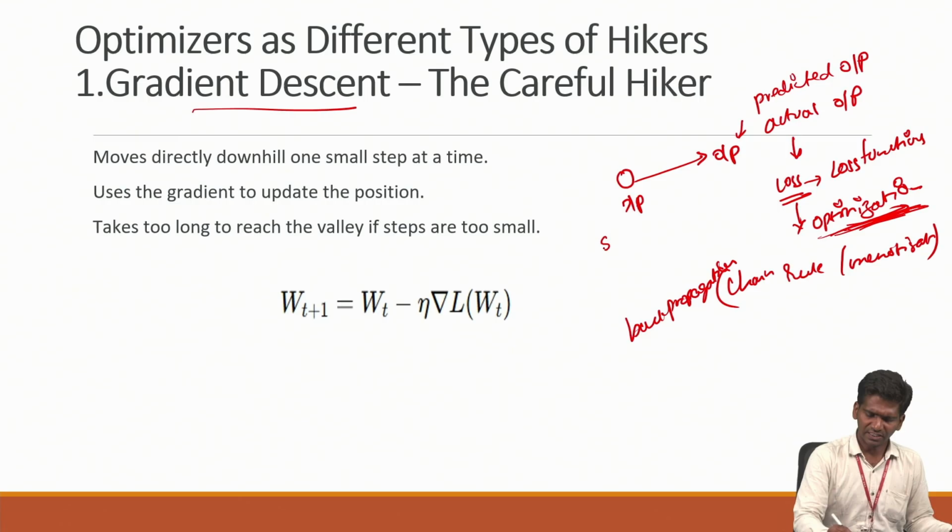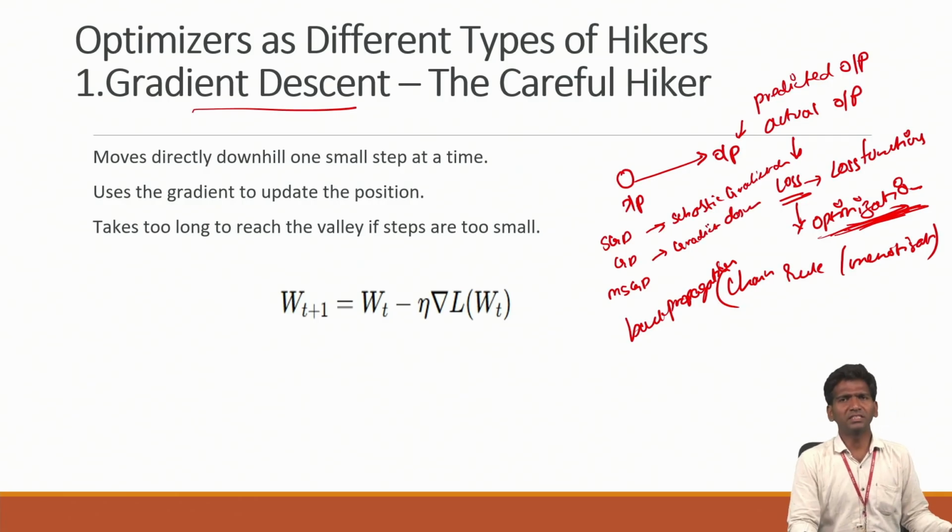There may be SGD, gradient descent, MSGD, that is, mini batch stochastic gradient descent. SGD means stochastic gradient descent. So this is just gradient descent.